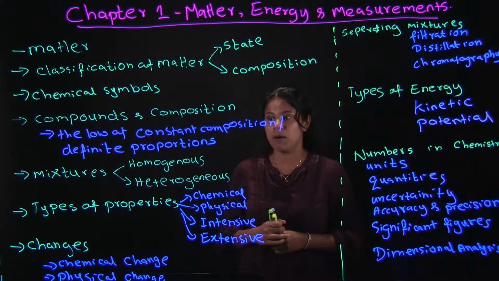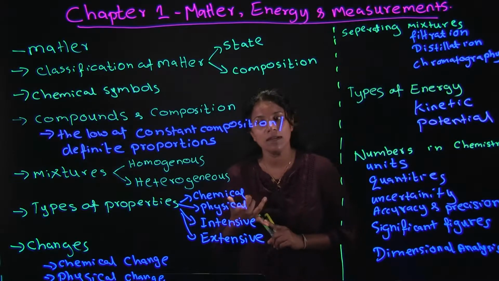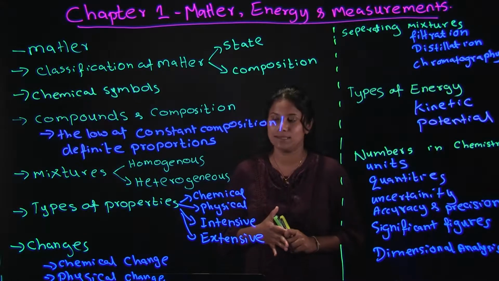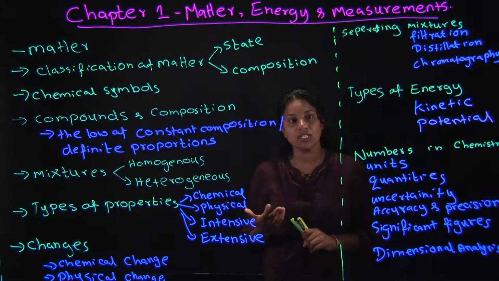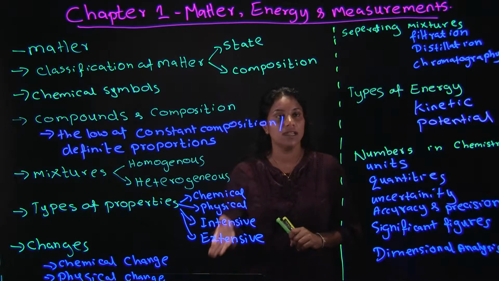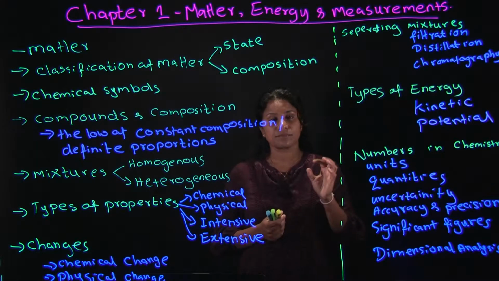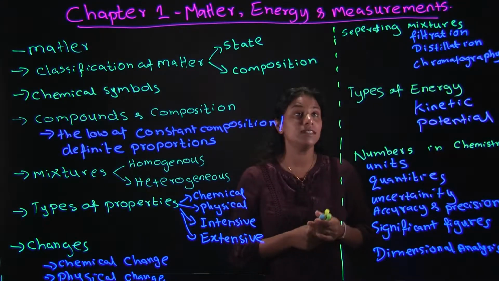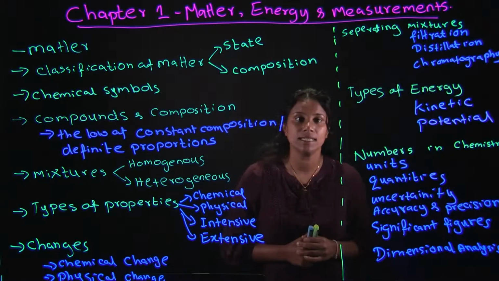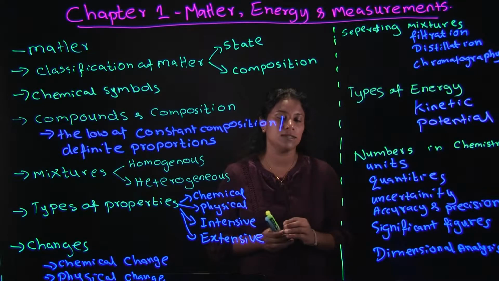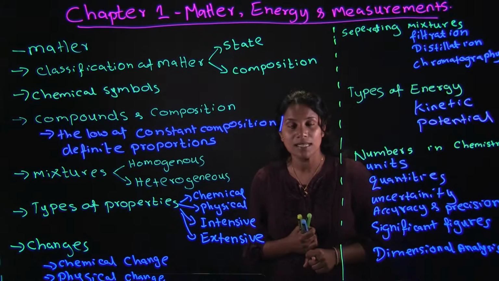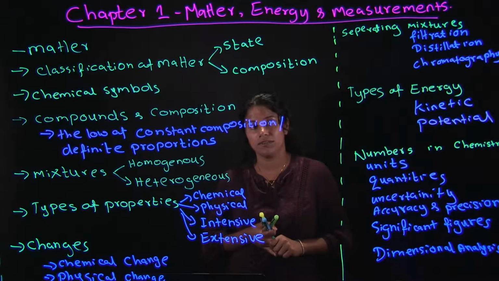And we also talk about types of properties. We talk about chemical properties, physical properties, intensive properties, and extensive properties as well. And then changes. There are two types of changes we are learning: chemical change and physical change. Another important topic we are learning in chapter 1 is separating techniques, how to separate a mixture. There are many techniques to separate mixtures, but in this chapter, you need to be familiar with filtration, distillation, and chromatography.